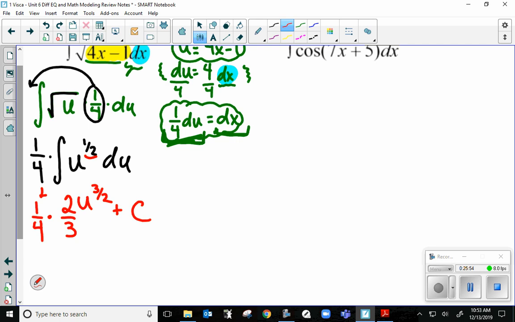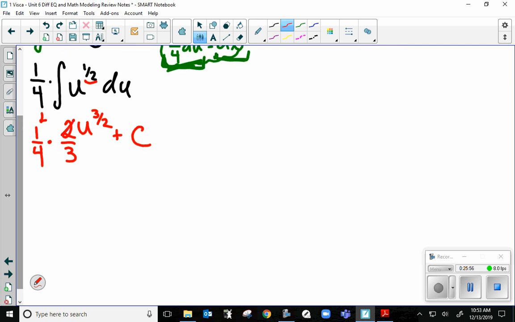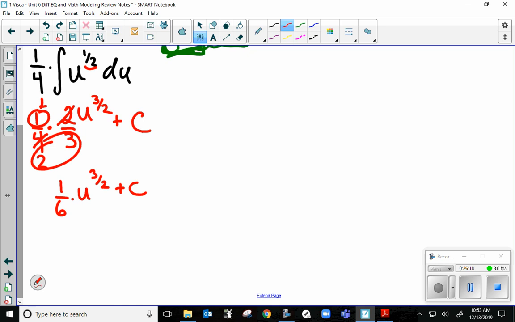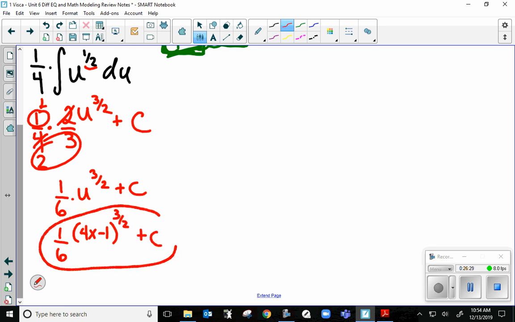So if I finish this problem out, 1 times 2, 2 goes into 4 twice. So I get 1 over 2 times 3. It's 1/6 times u to the 3/2 plus c. There's a c here. There are no bounds. I need an expression in my answer, which means I need an x in my answer. So I'm going to put 4x minus 1 back in for u. So I've got 1/6 times 4x minus 1 to the 3/2 plus c. I just showed you how you can change this back if you want to, so I'm not going to show you again. That is a great answer.